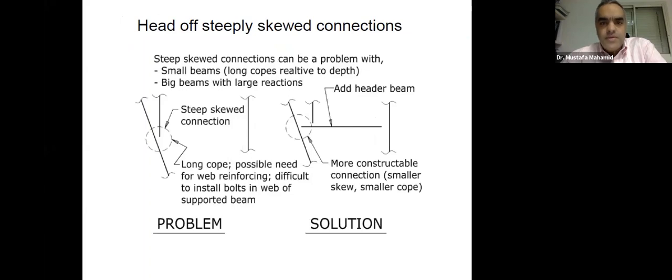Avoid steeply skewed connections. When you have steeply skewed connections like the ones on the left, how can you avoid that? The member doesn't have to frame into, for example, a beam into the girder itself. You can have an additional beam to support that beam, as shown in the figure to the right.